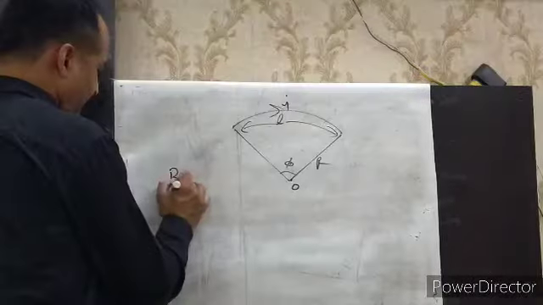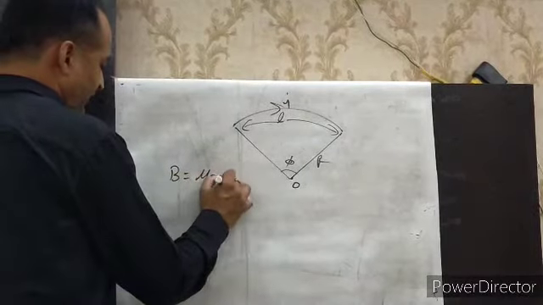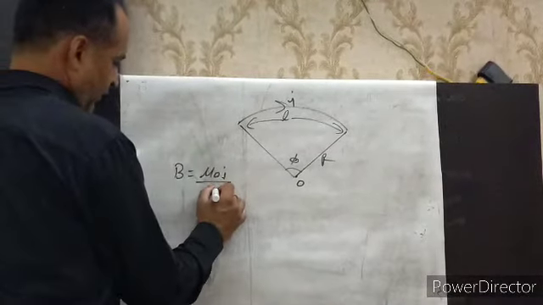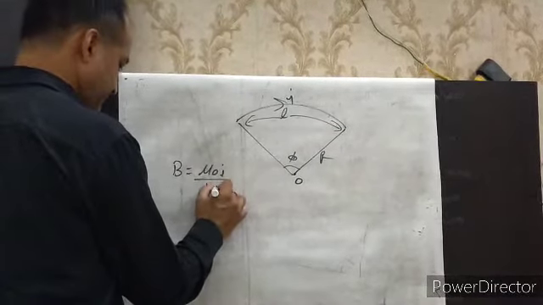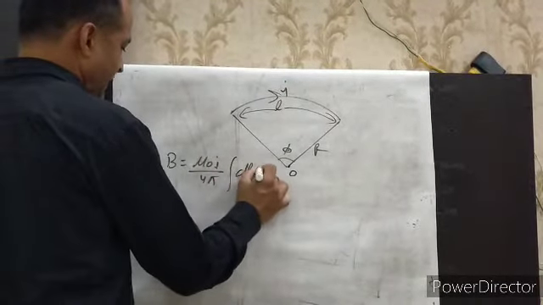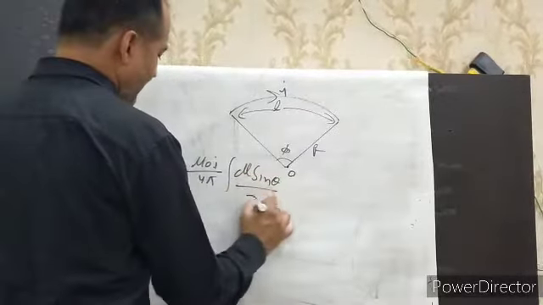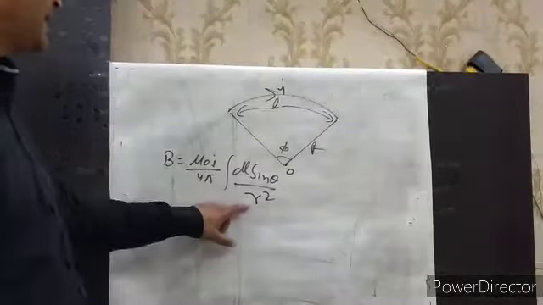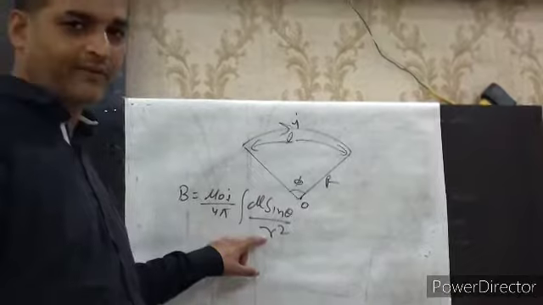Then we know the Biot-Savart law, B is equal to mu naught by 4 pi I integration of dl sin theta upon r square, where r is the distance of the point where we have to find out the field.